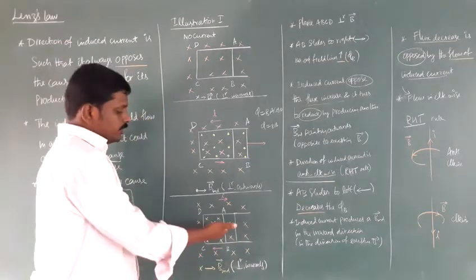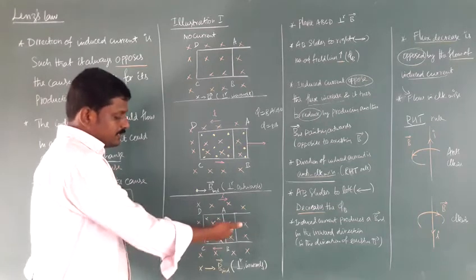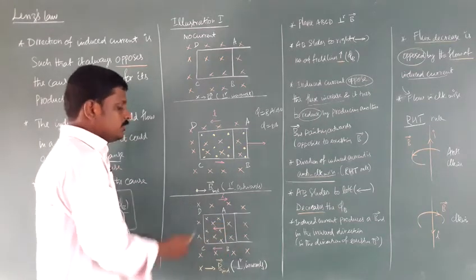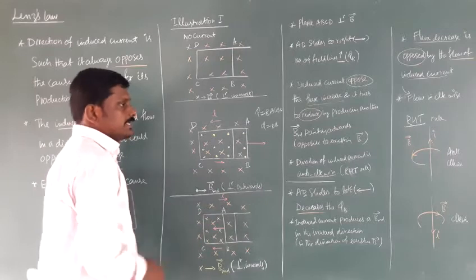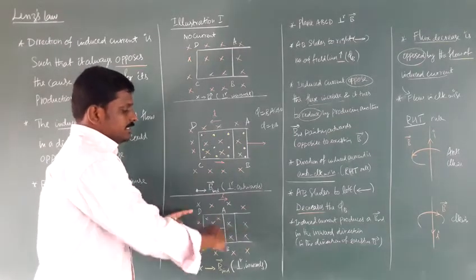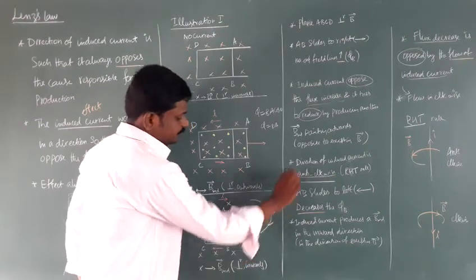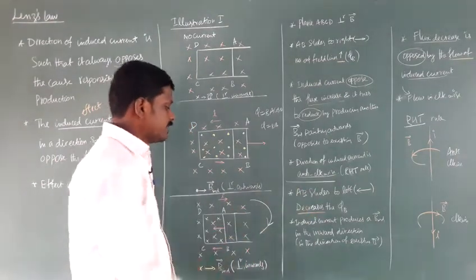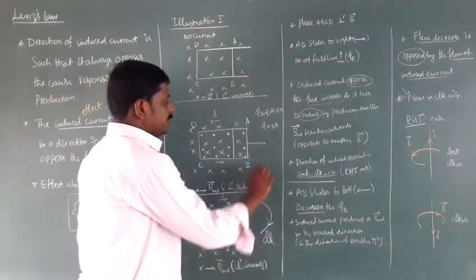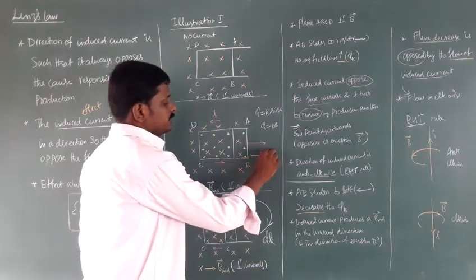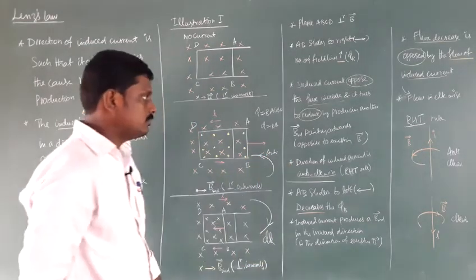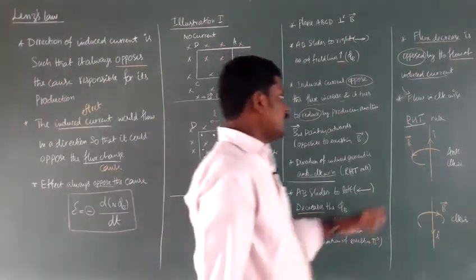Again simply, the cause is we are pushing the slider AB inwards, so the current flows in the opposite direction. Opposite direction means, this one, current flows in what direction? This is clockwise. Here this one, current flows in anti-clockwise. So this is verified using the right hand thumb rule.